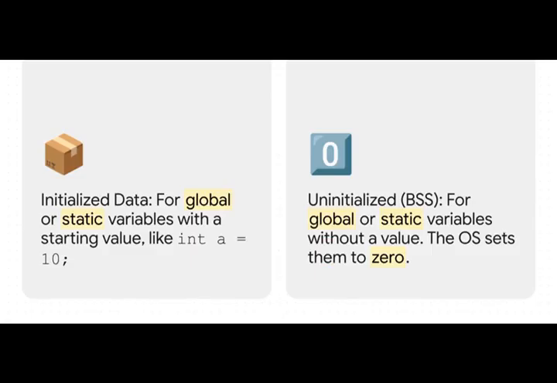On one side, we have the initialized data segment. This is for any global or static variable that you give a starting value to right in your code, like int global_var = 10. But on the other side, we have the uninitialized data segment, which has this old school name, BSS. This is for globals and statics that you declare but don't give an initial value. The system just says, okay, I'll make sure these start at 0. And this separation, it's actually a clever optimization to make your program load faster.